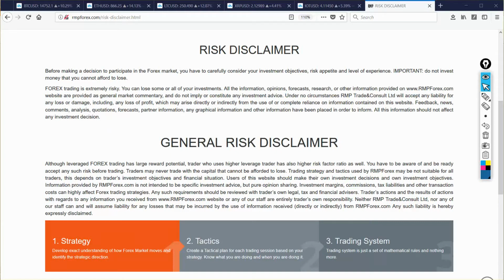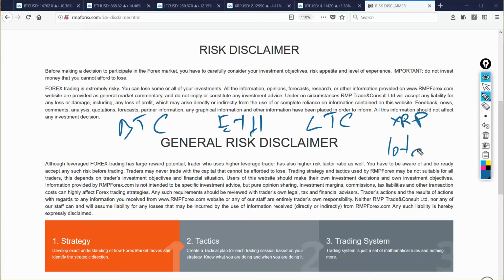Hello everyone, today I will share with you my opinion about 5 top cryptocurrencies. That is Bitcoin, Ethereum, Litecoin, Ripple, and this time IOTA against US dollar. So if you're interested in those cryptocurrencies, just keep watching the video.